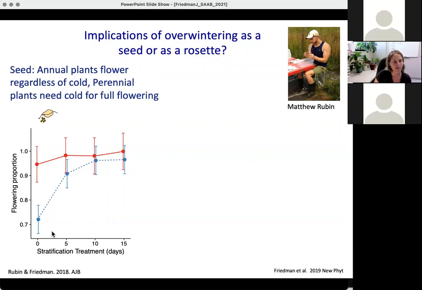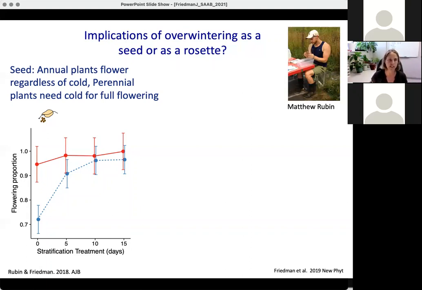Well, we found with the perennials that if they received zero stratification, so they did not experience any cold at the seed stage, there was a significant reduction in flowering. So they stayed vegetative, which suggests that they're not going to flower until they perceive the correct environmental cue, because it's better to keep growing vegetatively until the season is appropriate. So that was for seed.